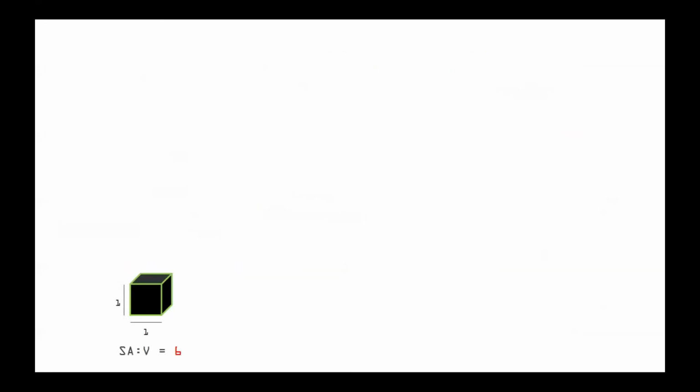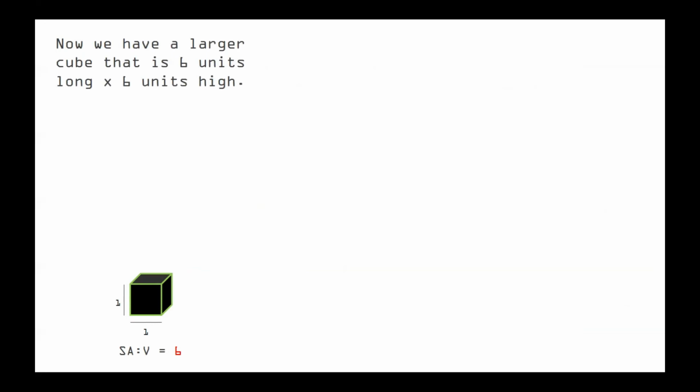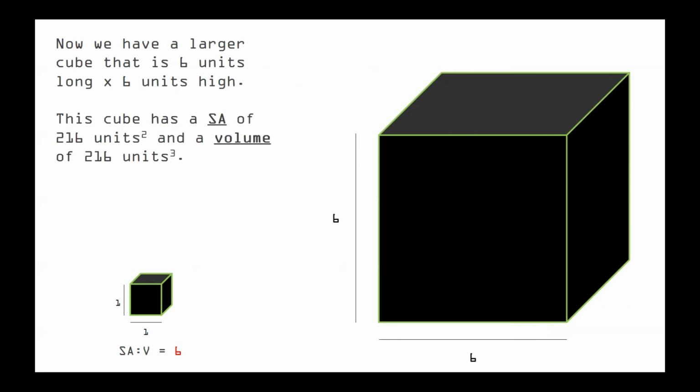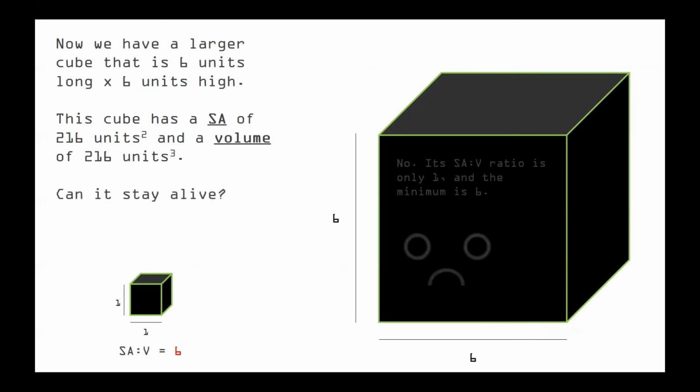Let's imagine something larger. So here's our old cube. Now let's try a larger cube that's 6 units long, 6 units high, 6 units deep. This cube has a surface area of 216 units squared and a volume of 216 units cubed. Can it stay alive? No, because its surface area to volume ratio is only 1, and we have defined the minimum for life as 6.